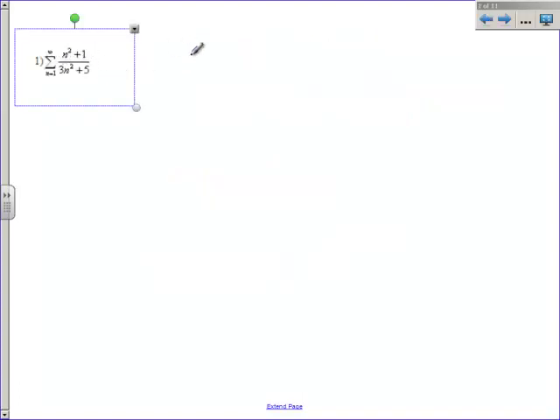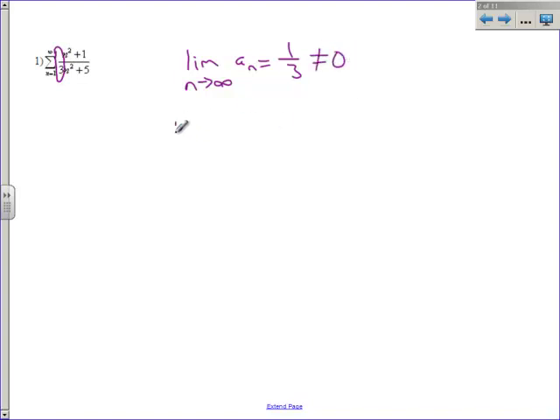It was a series, and this is the limit as n approaches infinity. The horizontal asymptote to this is 1/3. Remember that from pre-cal, if you have a polynomial over a polynomial and the degrees match, then it's just the ratio of the coefficients. The horizontal asymptote is 1/3. Hey, that does not equal 0. So by the nth term test, this series diverges. So that should have been your answer to number 1.